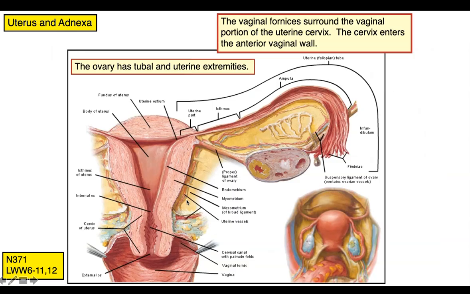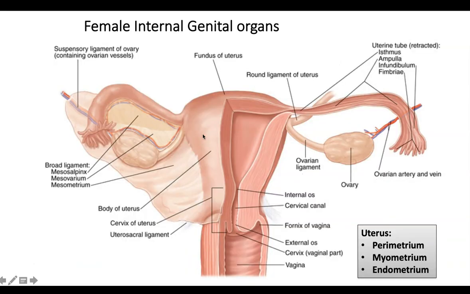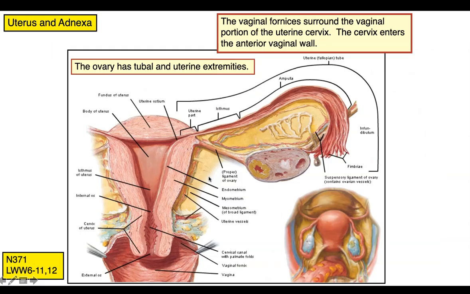The peritoneal covering of the uterus is called the perimetrium. Then the muscle of the uterus is called the myometrium, and the inner mucosal, epithelial lining of the uterine cavity is called the endometrium.